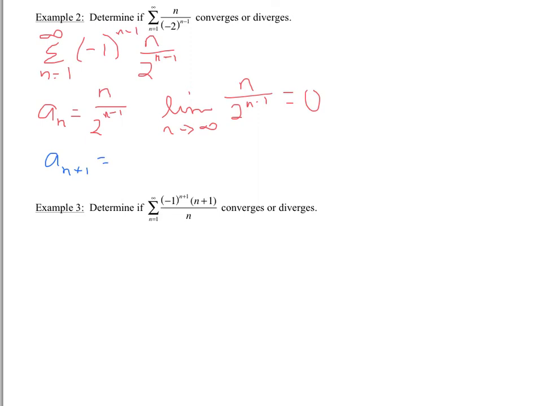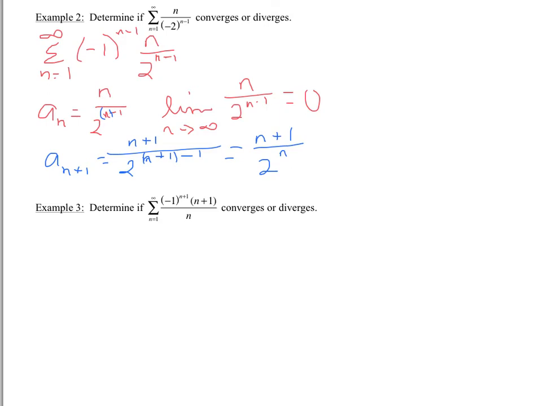So the last step is to determine what a sub n plus 1 is. a sub n plus 1 would simply be n plus 1 over 2 to the n plus 1 minus 1, because I'm plugging n plus 1 in for every n in the a sub n term. So this is n plus 1 over 2 to the n. Now, don't go thinking that n plus 1 is going to make a huge difference in the numerator. That's the difference between a million and a million plus 1, right? Well, 2 to the million is going to be ginormously larger than a million plus 1. So that plus 1 in the top doesn't make much difference.